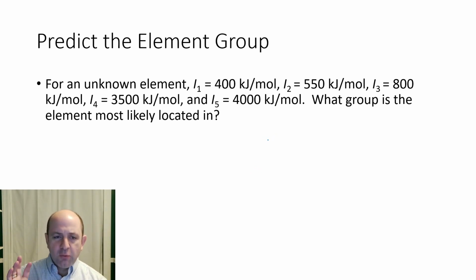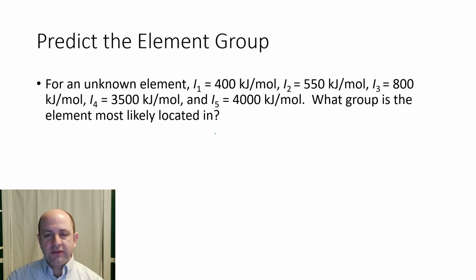So we've got an unknown element. They list off a whole bunch of ionization energies, and they want you to say which group, which column is this element most likely in. You're not saying which element it is exactly, just saying where is it. And that's based on how far past the noble gases are you.